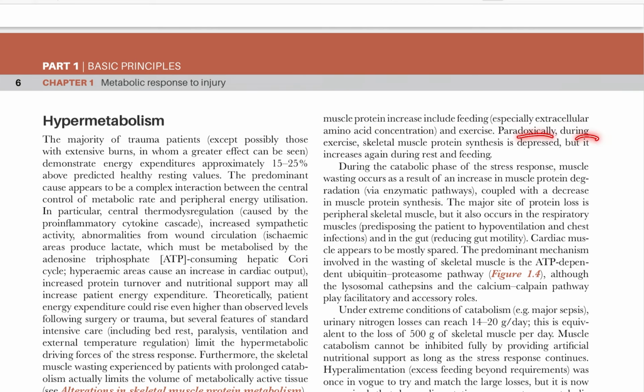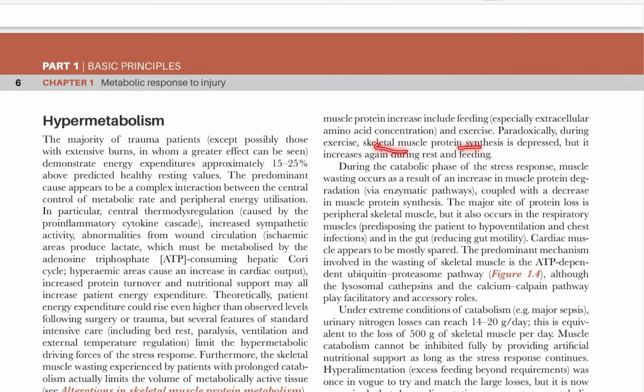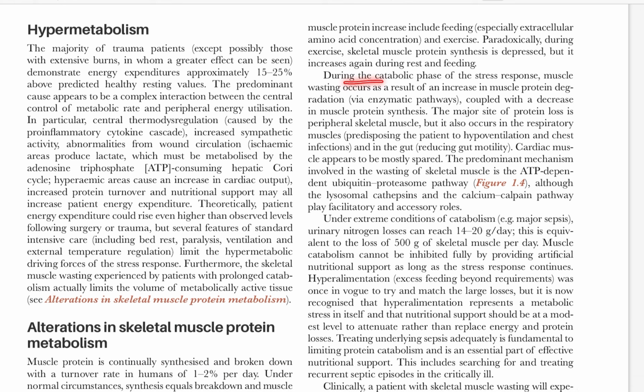And paradoxically, during exercise, skeletal muscle protein synthesis is depressed. But it increases again during rest and feeding. During the catabolic phase of the stress response, muscle wasting occurs as a result of an increase in muscle protein degradation by an enzymatic pathway coupled with a decrease in muscle protein synthesis.